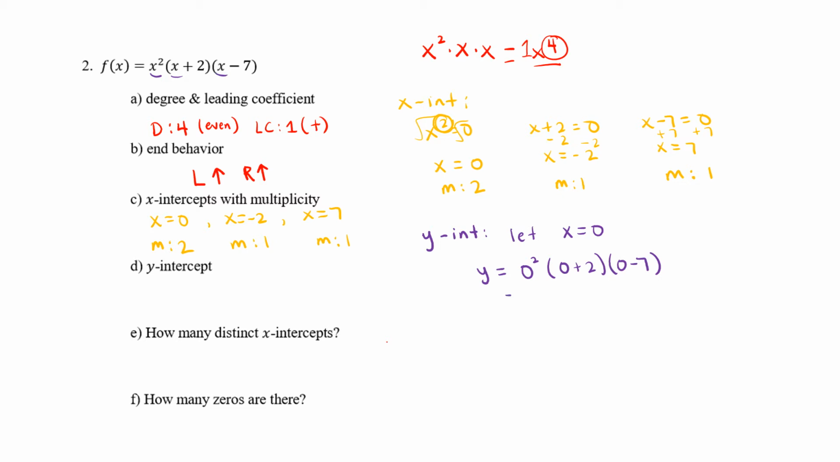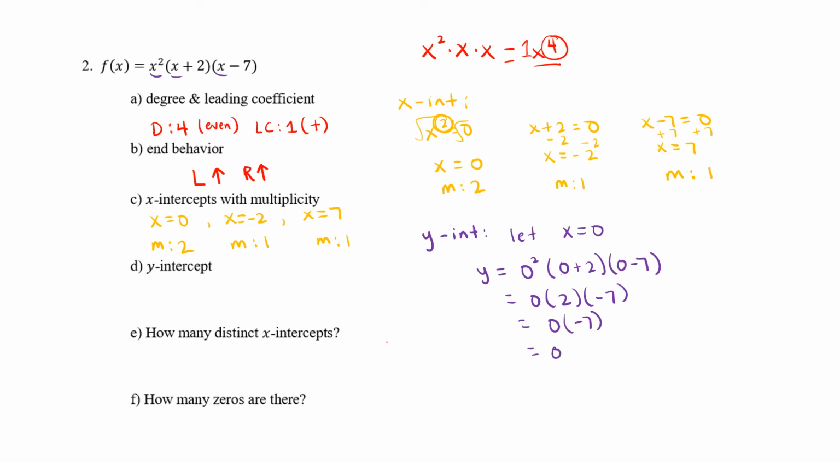And we can simplify. Right? 0 squared is 0. 0 plus 2 is 2. 0 minus 7 is negative 7. And what's going to happen here is 0 times 2 is 0. 0 times negative 7 is 0. Giving us a y-intercept of 0.